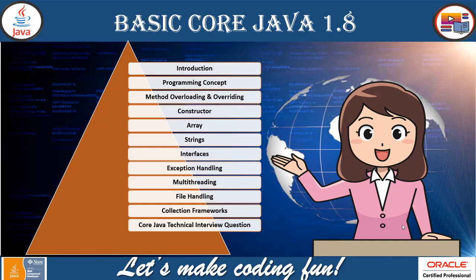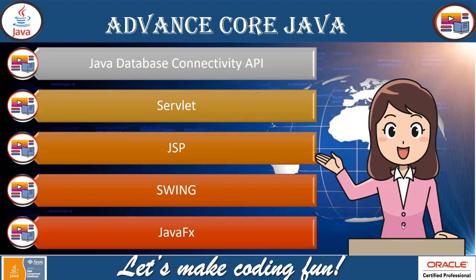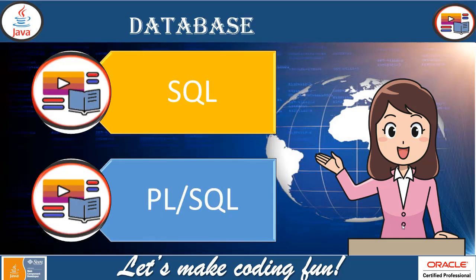Each and every topic consists of syntaxes and examples, practice projects and homework. Advanced Core Java covers JDBC API, Servlet, JSP, Swing for the graphical user interface, and JavaFX is our upcoming program to be started. So basically we are covering database access, Java-based web application development, and graphical user interface API based Java programming. Now for database, we are covering SQL, structured query language, and PL/SQL scripting language.